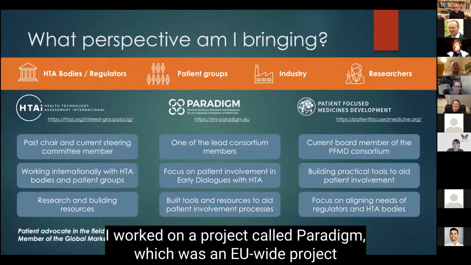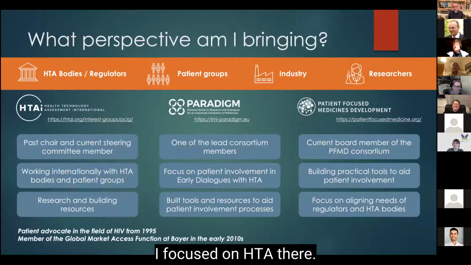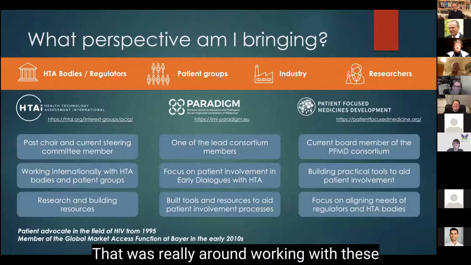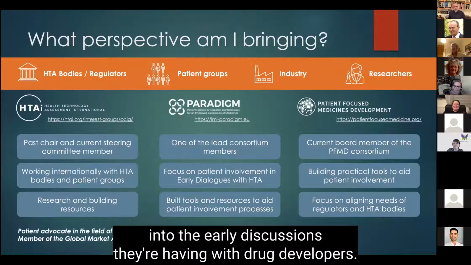I worked on a project called Paradigm, which was an EU-wide project looking at patient involvement in medicines development. But again, I focused on HTA there. That was really around working with these health technology assessment bodies to ensure that they're bringing patients into the early discussions they're having with drug developers.